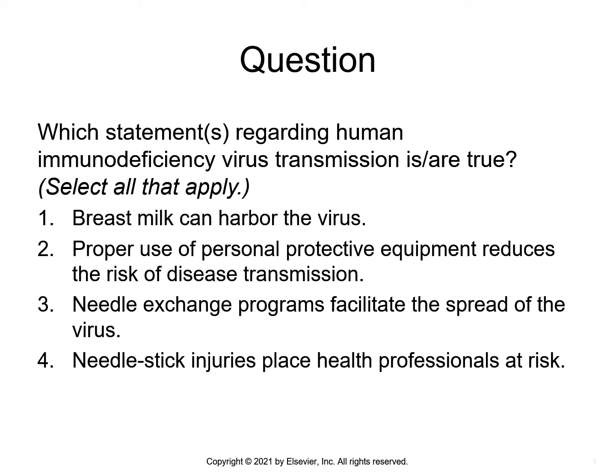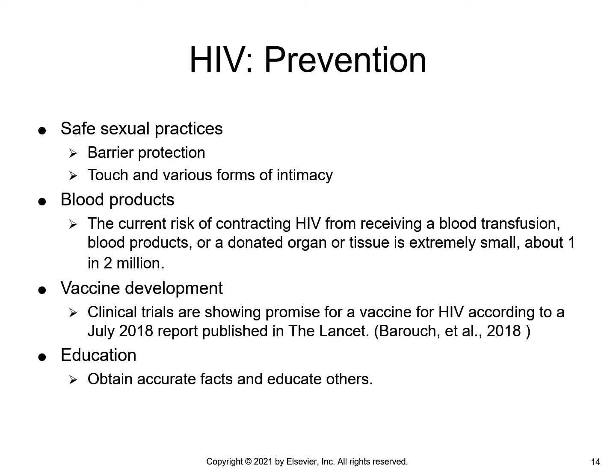The answer is 1, 2, and 4. The only way to prevent sexual transmission of HIV is through abstinence. Barrier protection must be practiced with every sexual encounter to prevent transmission of HIV or other infectious diseases.